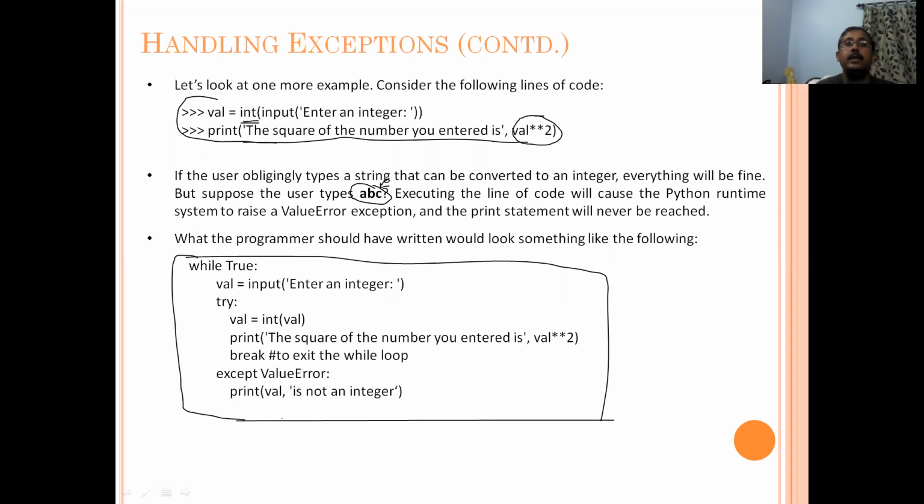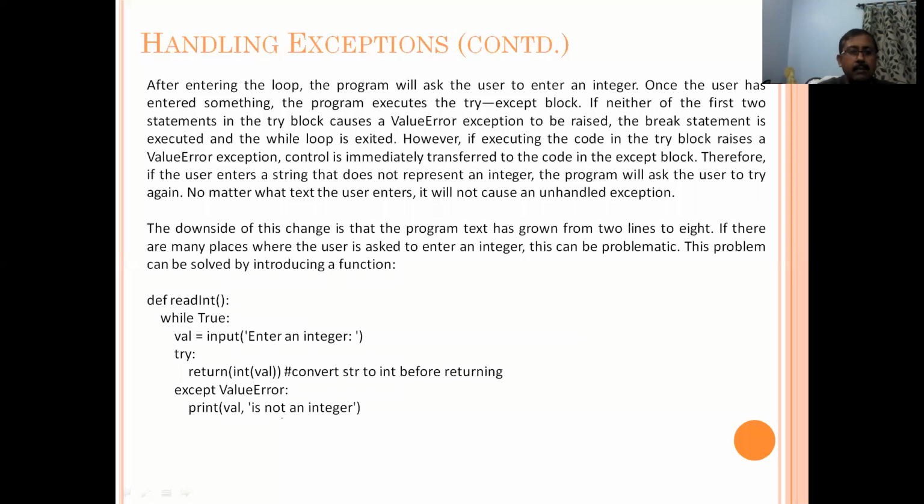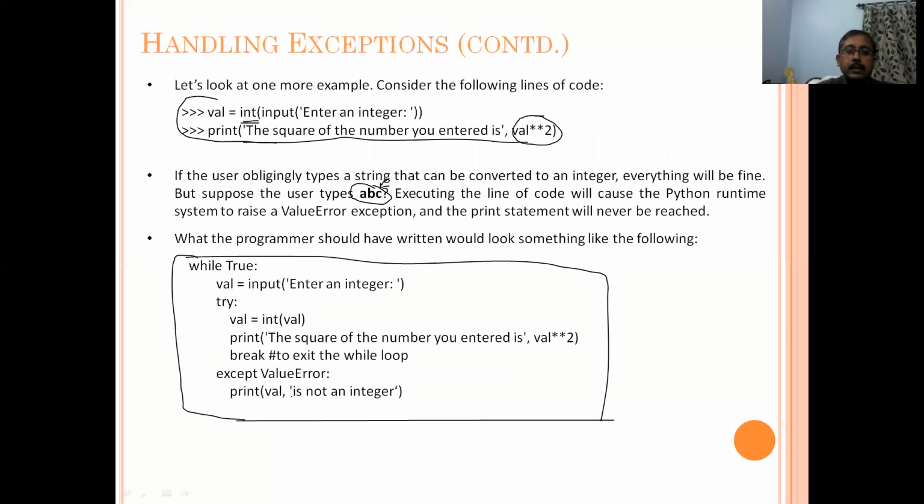Again, I'm reiterating, exceptions need to be handled in well-written code. If you handle the exception, it's fine. If you don't handle the exception, it will lead to the termination of the program, or what we call the program crash, right? Now, let's look at the same things. Basically, we can put it in a function like readint, and this is like the same block that we saw here. One thing I wanted to mention.